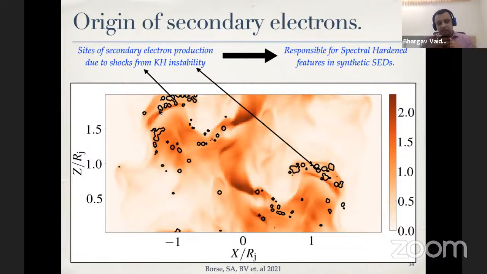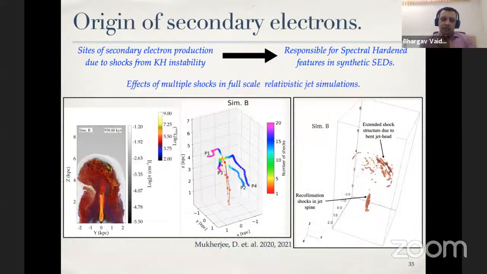What is happening is that the particles which are accelerated in these shocks because of the KH instabilities are getting accelerated again. You get these secondary electrons, and you have these transient X-ray events which are responsible for the spectral hardening. These are transient features, and then they cool down again because they are not getting pumped up by shocks. Such instabilities are extremely crucial to give rise to such transient features in our SED distributions as well. This is another recent work by Dipanjan, who is a collaborator of our group here.